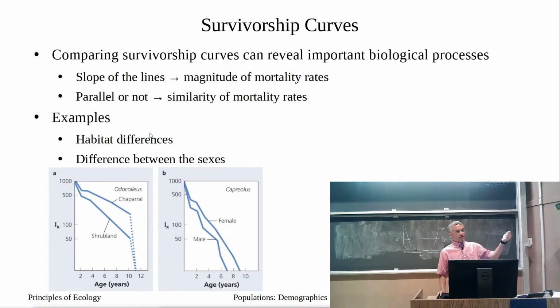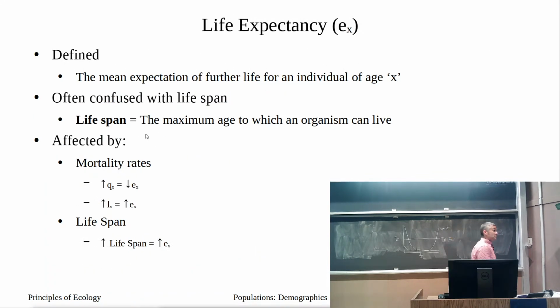All right, so survivorship, that's number 1 for our life tables. Second utility of our life tables is life expectancy. All right, so life expectancy is the mean expectation of further life for an individual of age X. The mean expectation of further life for an individual of age X. It's how much longer can we live?